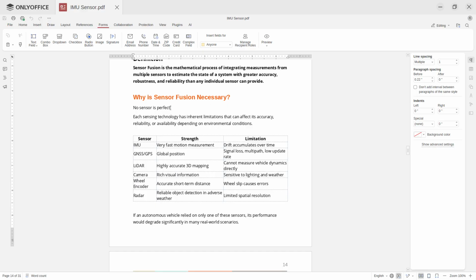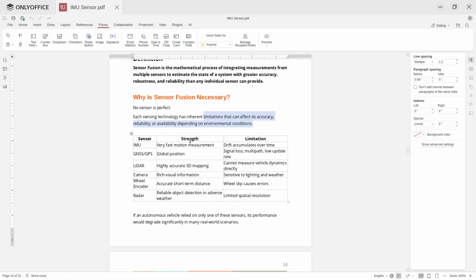Why is sensor fusion necessary? See, because no sensor is perfect. Each sensor technology has inherent limitations that can affect its accuracy, reliability or availability depending on environmental conditions. So basically what we are trying to say is that we need a system that is accurate most of the time, that is, 99.999% of the time. Since each sensor has its own limitations, we integrate different sensors, and once they all work together, you can get very accurate data, and with that accurate data you can do accurate control of the vehicle. So that is what it is all about.